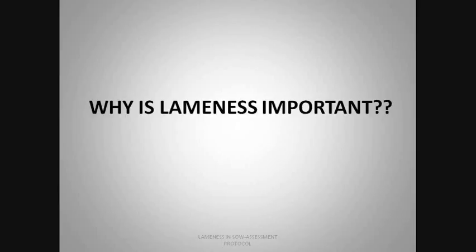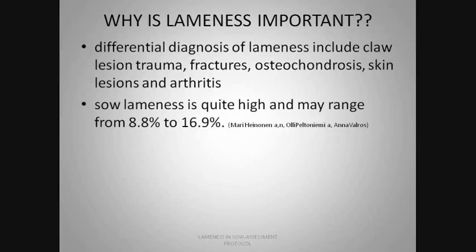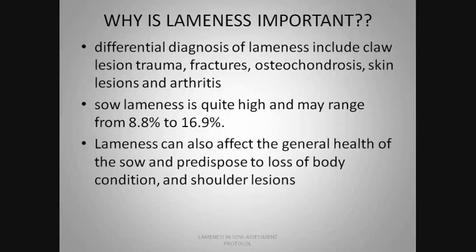Why is lameness important? Lameness is a multifactorial disease which includes claw lesions, fractures, skin lesions, and arthritis. Lameness in sows is quite high, ranging from 8.8 to 16.9%. It can also affect loss of body condition and shoulder lesions in sows.